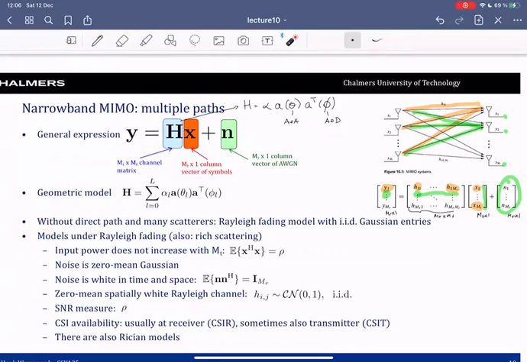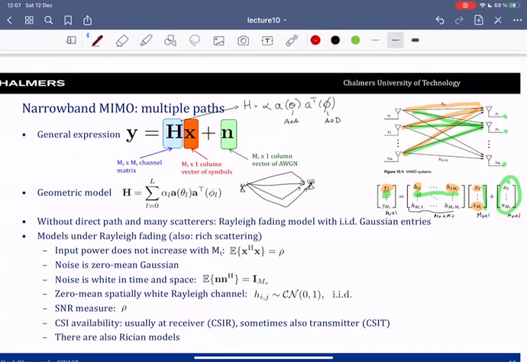Now, when we have multiple rays between transmitter and receiver, we'll get this model. The channel is now a superposition of paths, each with their own complex gain, because each path can have different path loss and shadowing. And then this rank 1 matrix depends on the angle of arrival and angle of departure of each of the paths. As a picture, it would look something like this. You have a transmit array, you have a receive array, and then you have multiple paths, maybe line of sight, and so forth. And each of these paths has an angle of arrival and angle of departure.